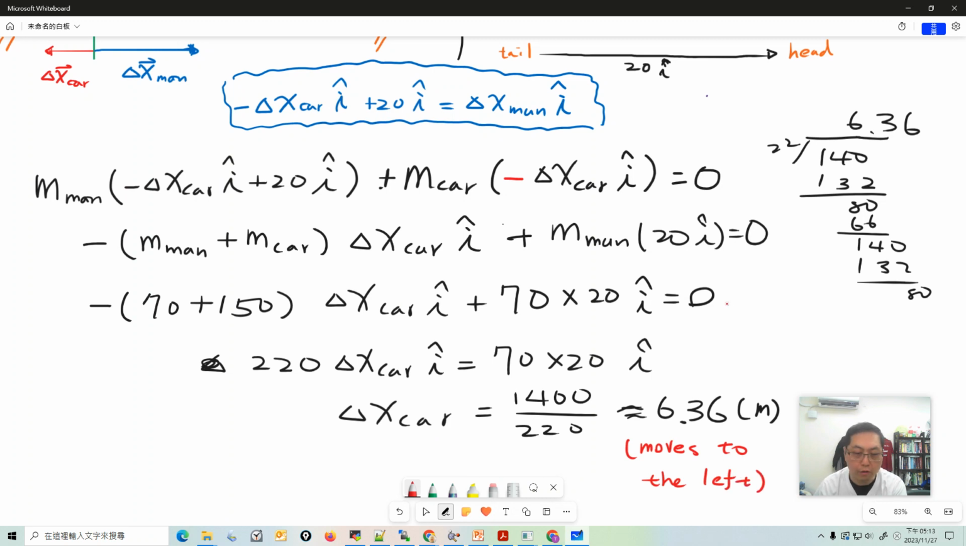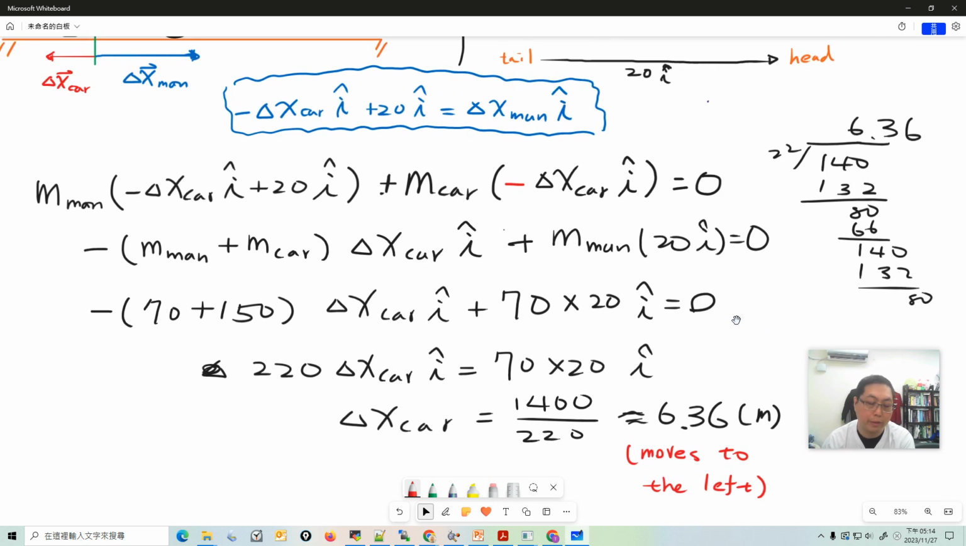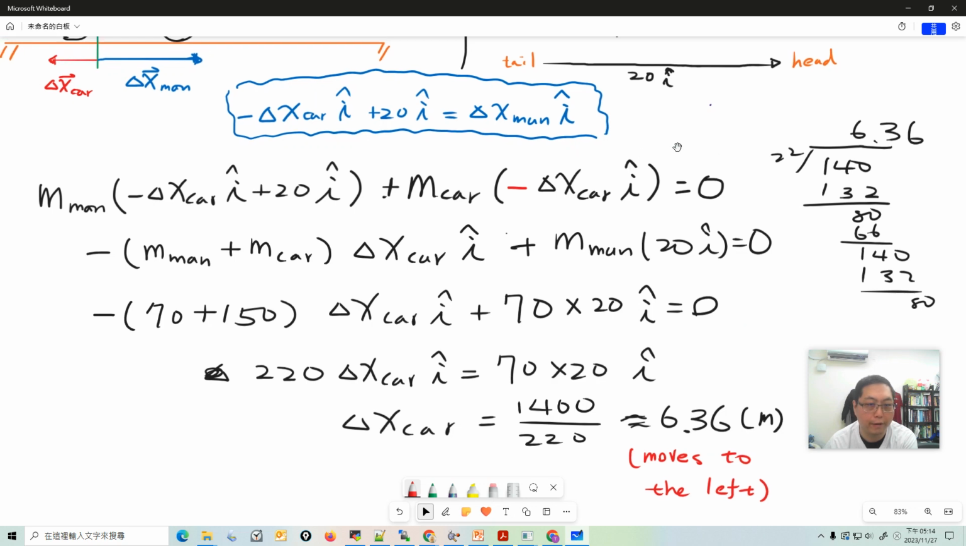So that's a typical center of mass problem. There are lots of similar problems, maybe in your homework. This is a very typical problem in high school, and in high school there are more bizarre problems that are more difficult than this.